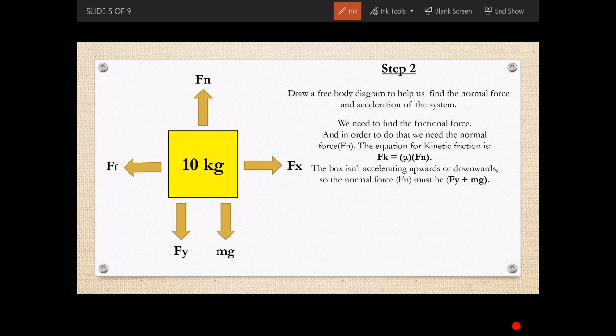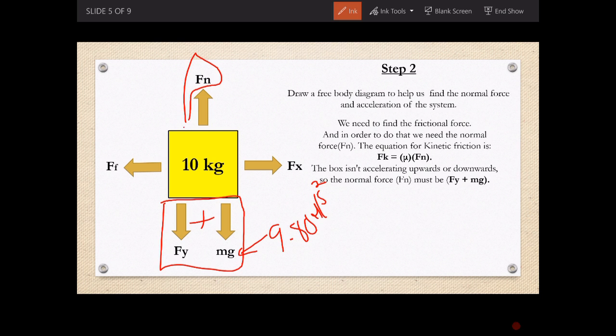Now, today we're going to use 9.80 meters per second squared for gravity, and obviously due to Newton's third law, the sum of these two forces must push back to create the normal force, as it's on a solid surface and it's not on an inclined plane. So, as it says here, the box isn't accelerating upwards or downwards, so the normal force must be the sum of Fy and mg.